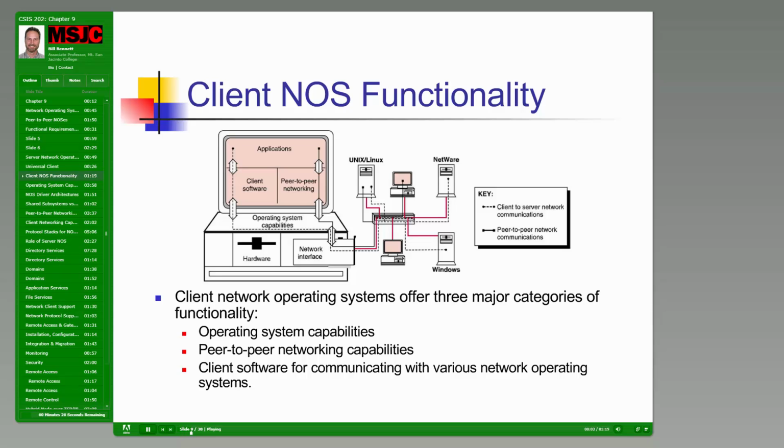In the next couple of slides here, we're going to take a look at what the needs are as far as a client network operating system is concerned. And this graphic shows you, if you look at the types of connections that they're indicating here, the solid lines represent peer-to-peer network connections, and the dashed lines represent client-to-server network connections.